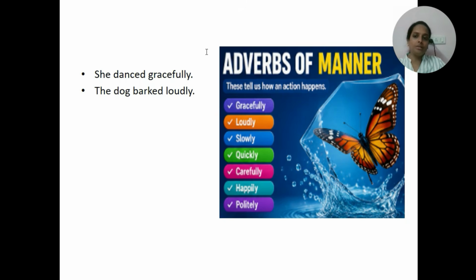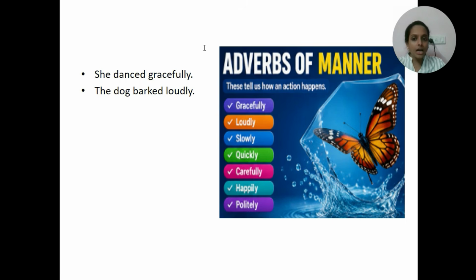And another example also, like the baby slept peacefully. How did the baby sleep? Peacefully. So peacefully is the adverb. Got it? So it always answers the questions how, when, where, how often, to what extent. Okay? And let's see some of the types of adverbs.